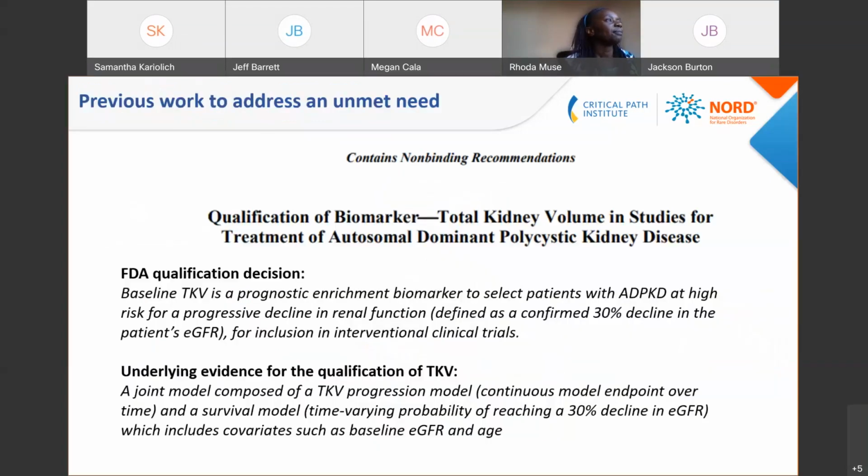Next slide. Previous work, due to the integration of data within CPATH, has led to several regulatory successes. For example, using the integrated data, baseline total kidney volume was qualified as a prognostic enrichment marker for patients with ADPKD who were at high risk of renal decline. The underlying evidence for the qualification of this baseline TKV was a joint model that comprised a total kidney volume disease progression model and a survival model for 30% decline in eGFR.